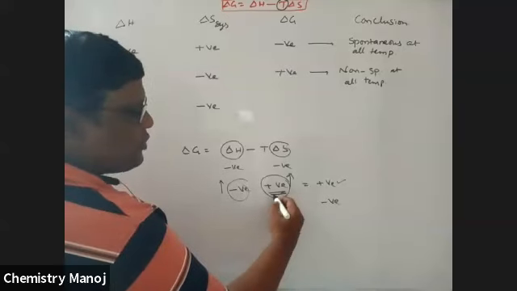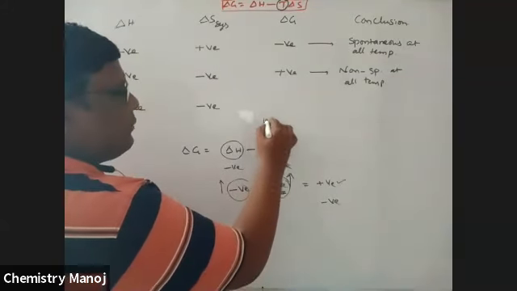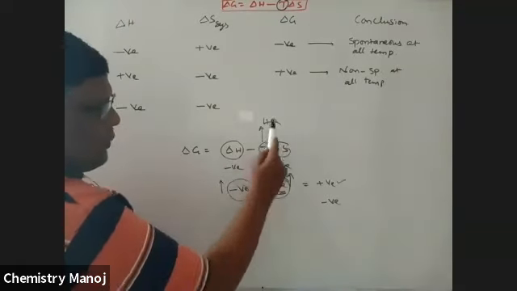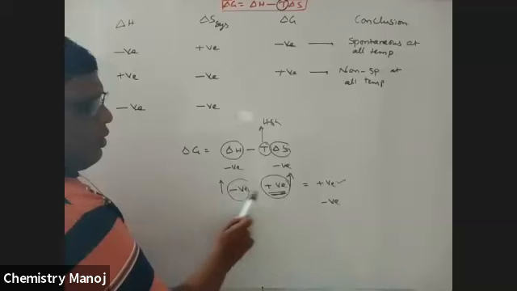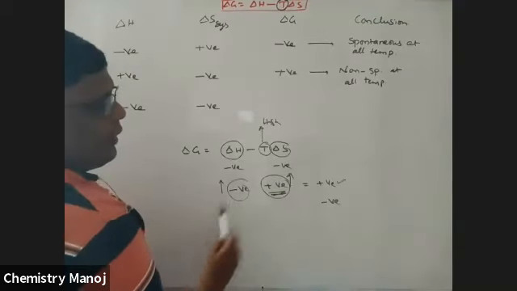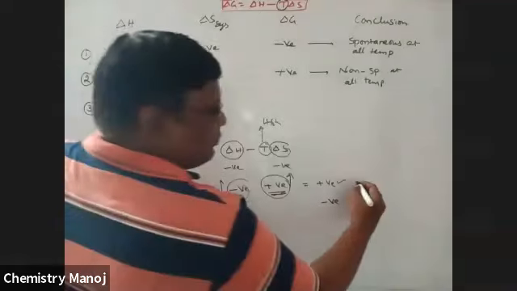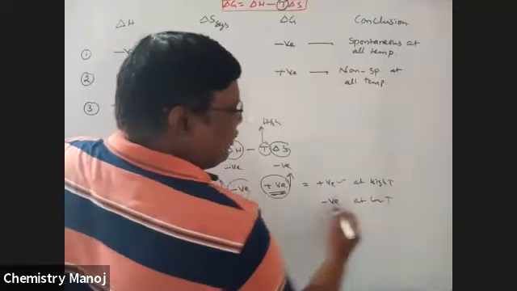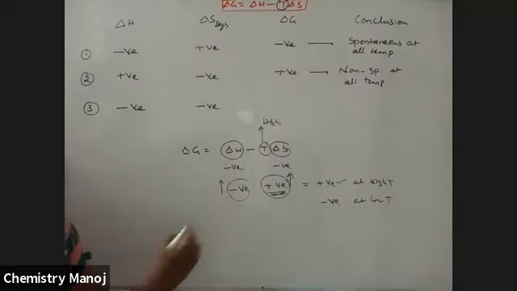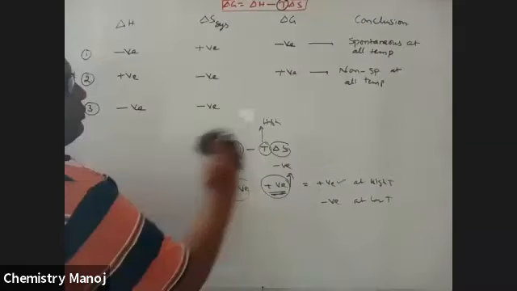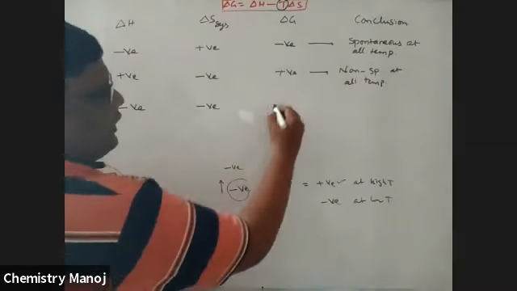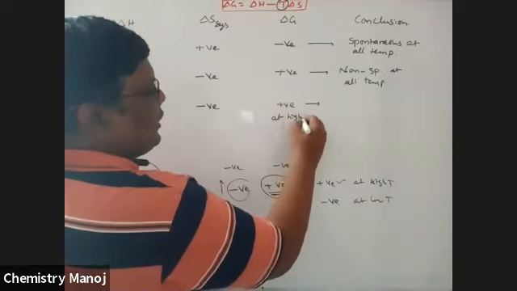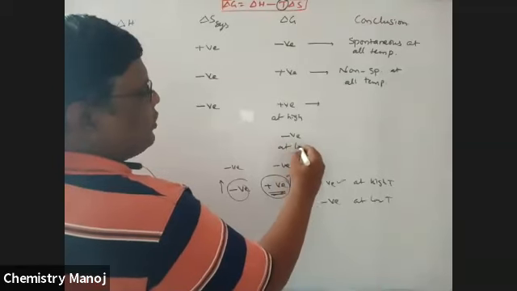When T value is high, this product value should be high. That means a higher positive, lower negative, so it should be positive. That means at high temperature it is positive, and at low temperature it is negative. Therefore, in this situation, delta G has two values: positive at high temperature, negative at low temperature.